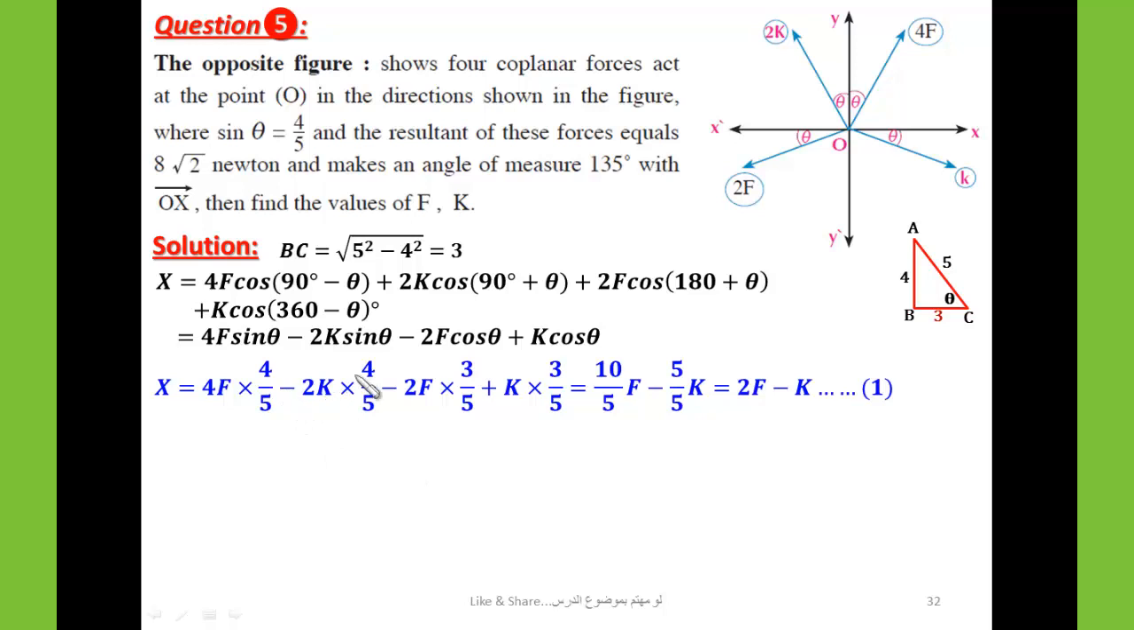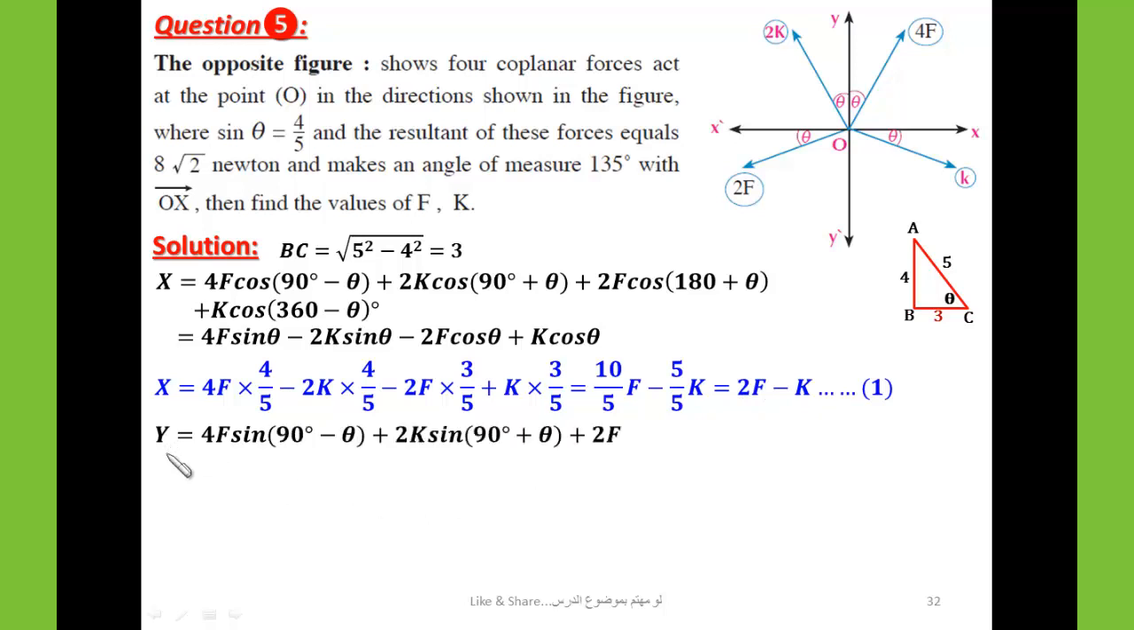Negative 2k multiply 4 over 5 plus k multiply 3 over 5, it will be 5 over 5. 10 over 5, it's 2. 5 over 5 equals 1. So finally, we have x equals 2f minus k.